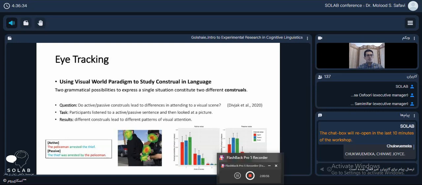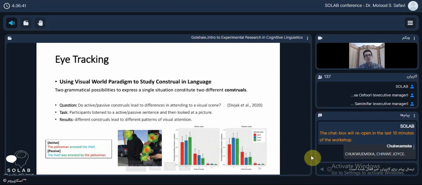And here is the question that Diviak and colleagues ask. Do active-passive construals lead to differences in attending to a visual scene? So in order to answer this question, they designed a task, and in that task, participants listen to an active or passive sentence, and they then look at a picture.